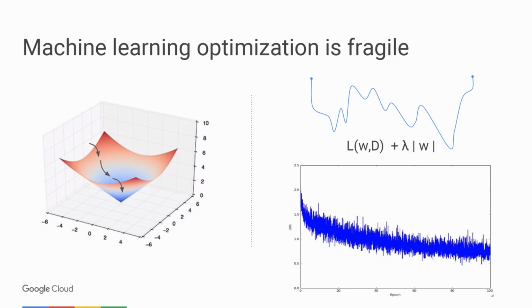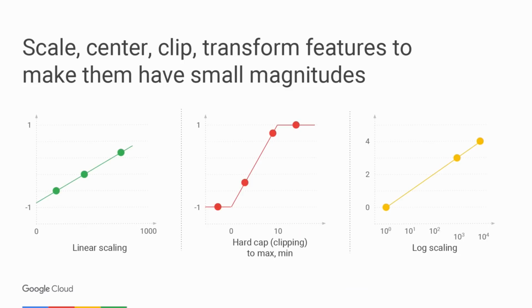Our third principle is focused on how we do the machine learning optimization. As you know, it's fragile. Because surfaces are not always convex and sparsity problems are NP-hard, achieving a fit and a robust model is difficult. Usually, we scale, center, and clip data in order to achieve the model fitness we desire. Here are a few examples of how we might do that. So linear scaling, hard caps, min and max, or log scaling are common approaches. And let me demonstrate how you might do this in Data Prep.